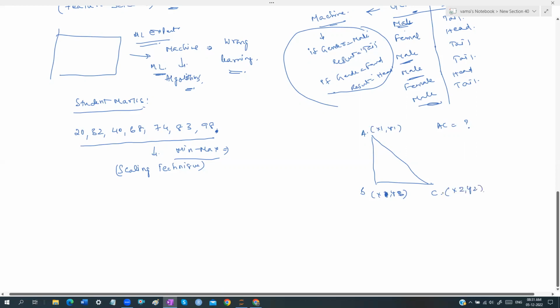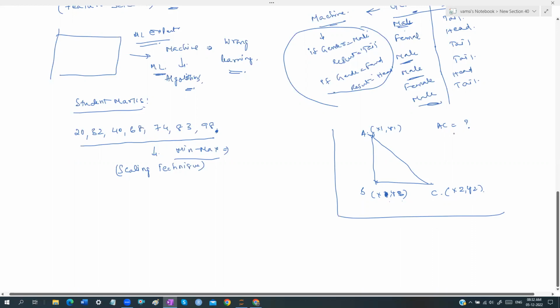So practically speaking, if A has a point (X1, Y1), and B has a point (X1, Y2). Why? Because your X coordinate will be the same, guys. If I represent this in a two-dimensional space, only the X coordinate will be the same. In this case, the Y coordinate will be the same, guys. X2, Y2, and something like (X2, Y2) will be there.